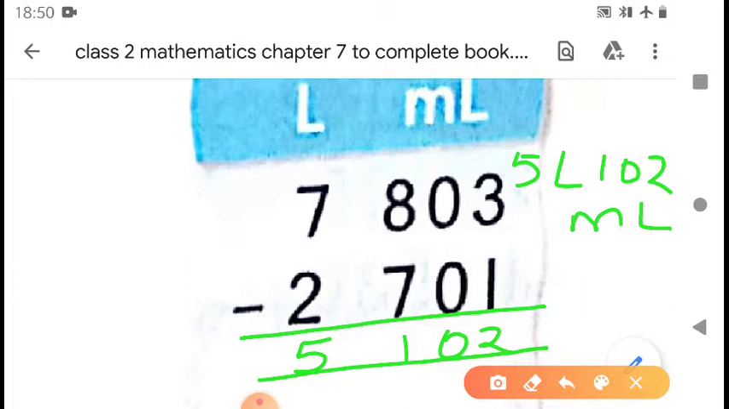2 plus 1 is 3. 0 plus 0 is 0. And 7 plus 1 is 8. Okay. And 5 plus 2 is 7. That means your subtraction is correct.